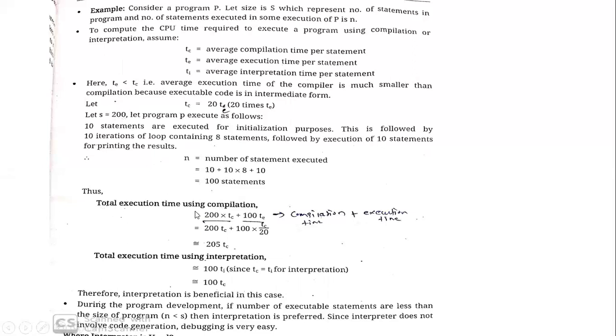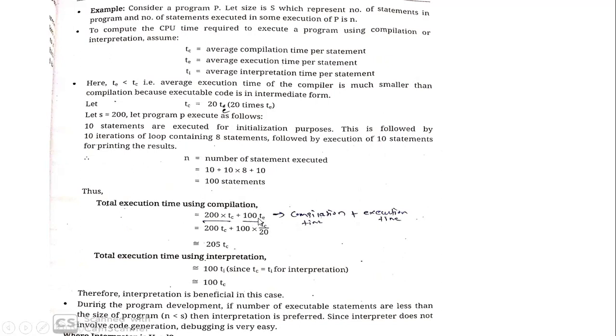Now thus the total execution time using the compilation. कंपायलेशनचा यूज करून जर आपण एक्झिक्युशन टाइम कॅल्क्युलेट केला तर तो या ठिकाणी कशा पद्धतीने मिळतोय बघा, 200 इंटू TC, कंपायलेशन टाइम कन्सिडर केला, इंटू प्लस 100 इंटू TE. एक्झिक्युशन किती झालंय 100 स्टेटमेंटचं एक्झिक्युशन झालंय. ओके, म्हणजे त्या ठिकाणी TE ने काय केलं 100 ला मल्टिप्लाय केलं.